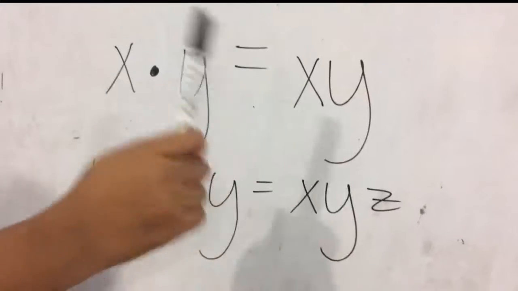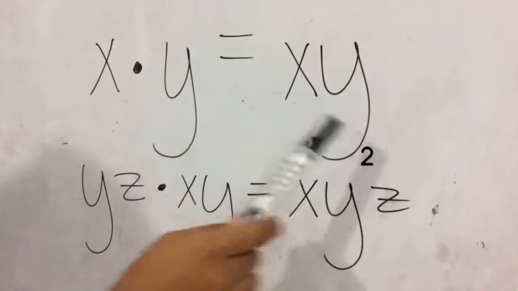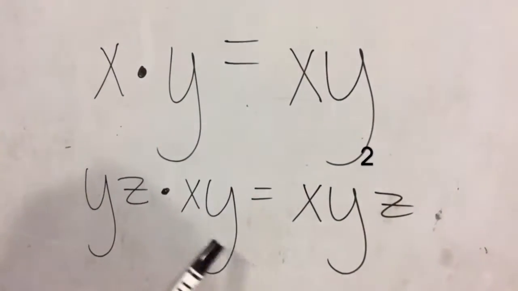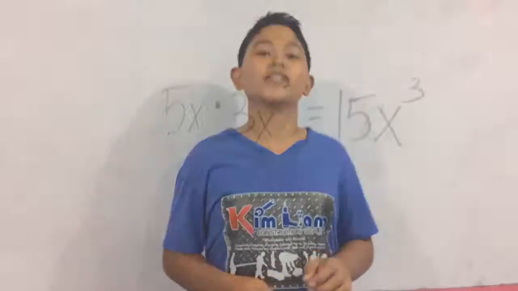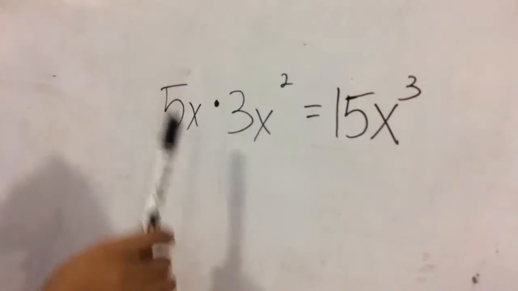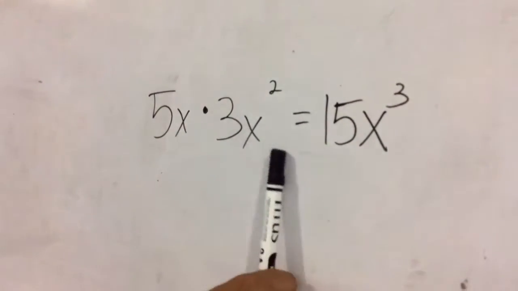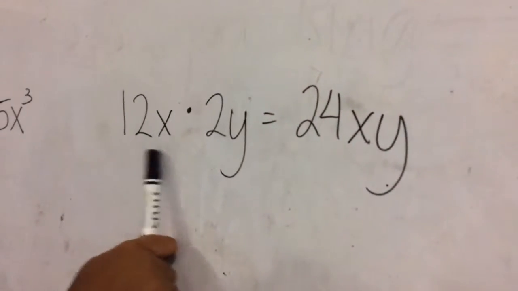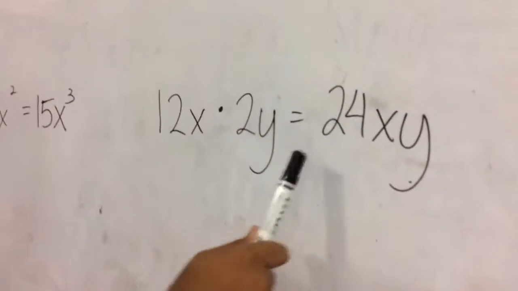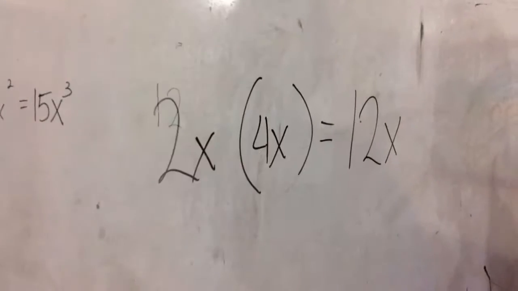For example, x times y equals xy. yz times xy equals xyz. Now that you know the basic rules, let's get solving. So 5x times 3x squared equals 15x cubed. And another one, 12x times 2y equals 24xy.